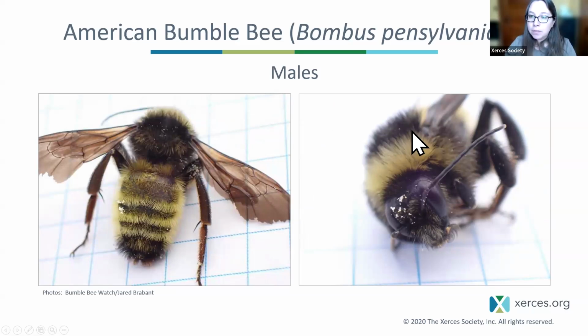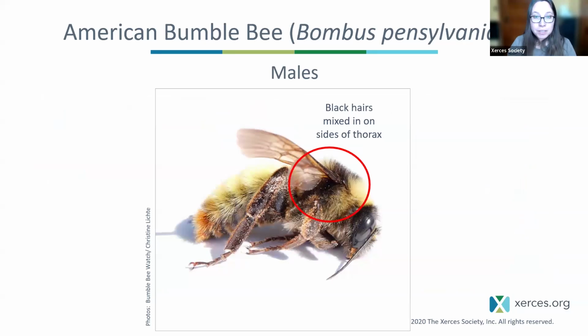Yellow hairs before the wings, black hairs behind, with some intermixing of yellow and black hairs at the very back of the thorax. This individual has dark hairs on the top of the head and then an intermix of yellow and black hairs on the front of the face, which you'll see sometimes in the males.